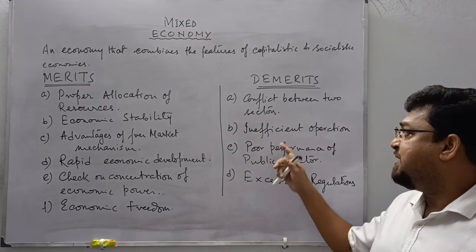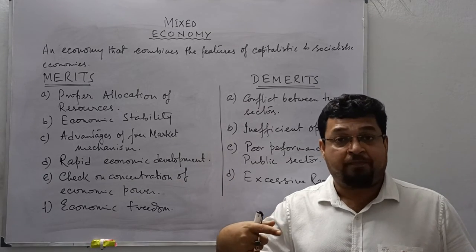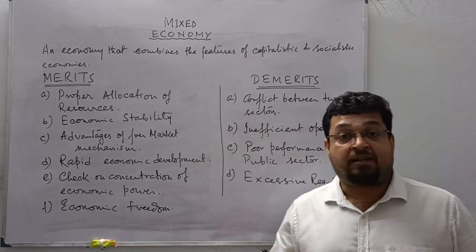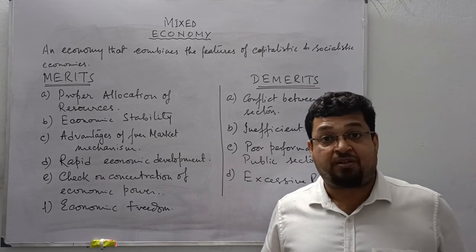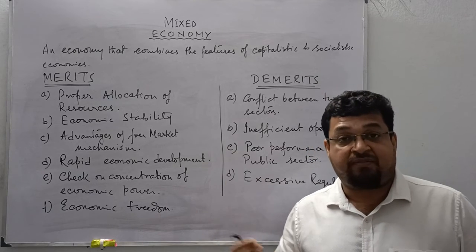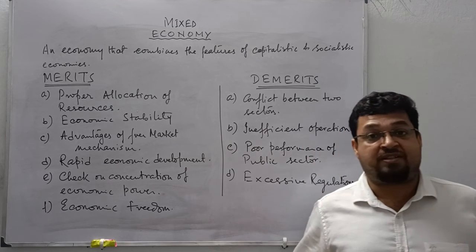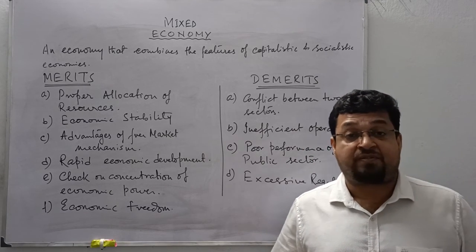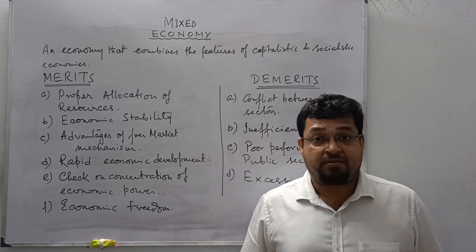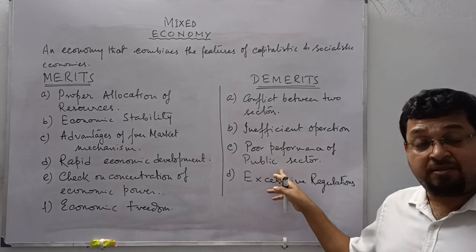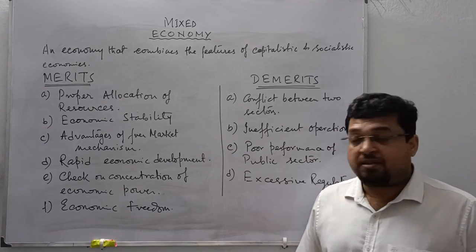So see, this is the inefficient operation by the private sector due to some excessive control, and poor performance of the public sector because of the demerits that we have studied in the socialist economy, that is, for the public sector, lack of incentive, lack of competition, and maybe some inefficient management. Inefficient planning process, we have studied about the loopholes, we have studied about the inefficient use of resources. So that may be considered another demerit in the mixed economy.